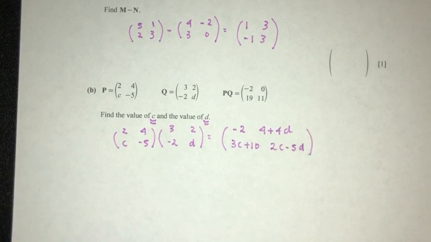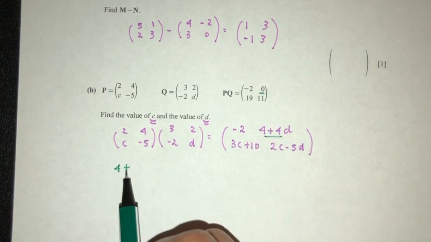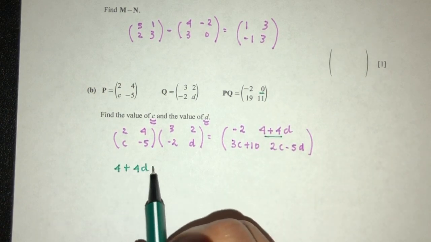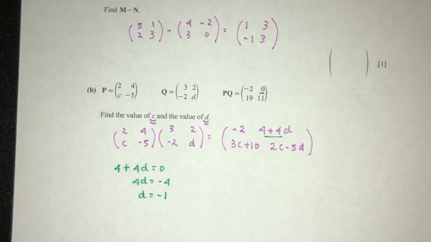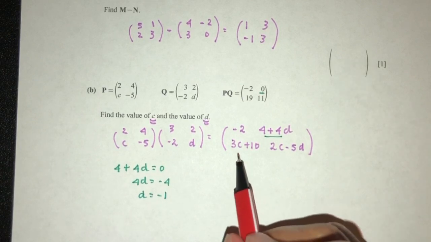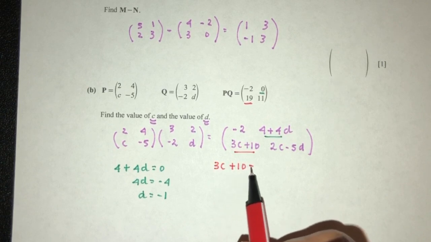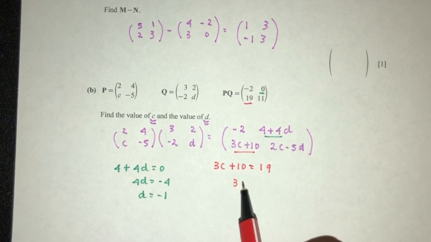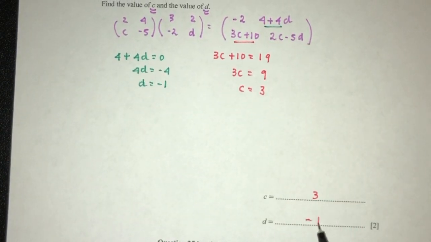So by comparison, this will be what? This. So 4 plus 4D have to be 0. So 4D will have to be minus 4. D will have to be minus 1. Now what else? This one have to be this. So 3C plus 10 have to be 19. So 3C have to be 9. So C will have to be 3. So C is 3 and D is minus 1.